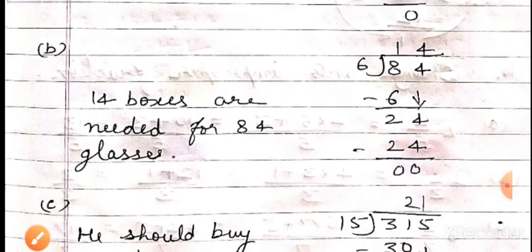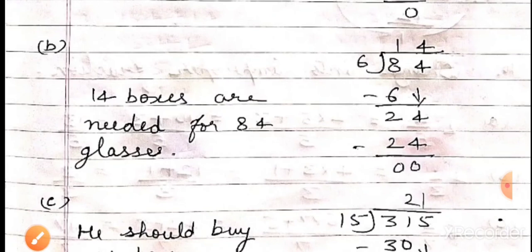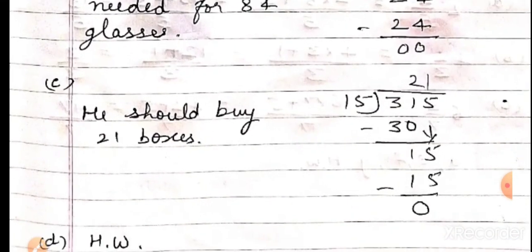Okay. Now the B part. If 6 glasses are packed in a box, how many boxes are needed for 84 glasses? So divide 84 by 6. So a total of 14 boxes are needed for 84 glasses.